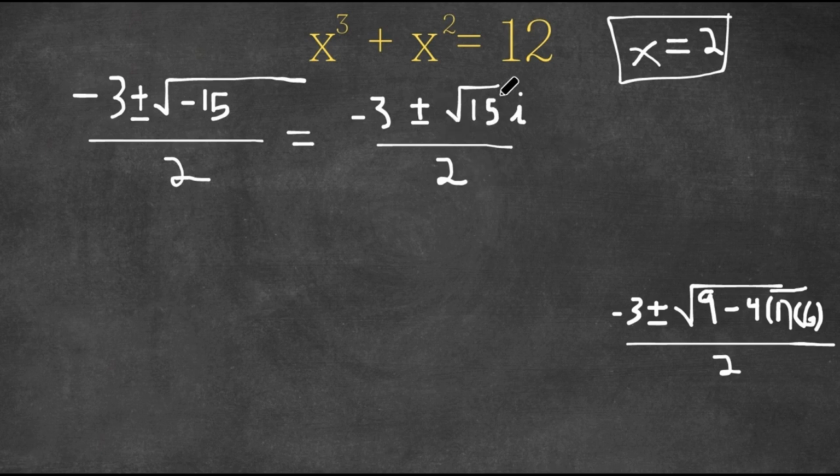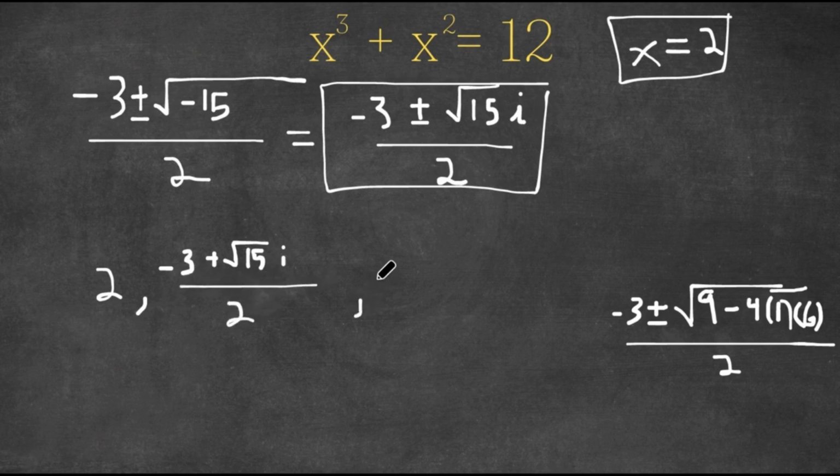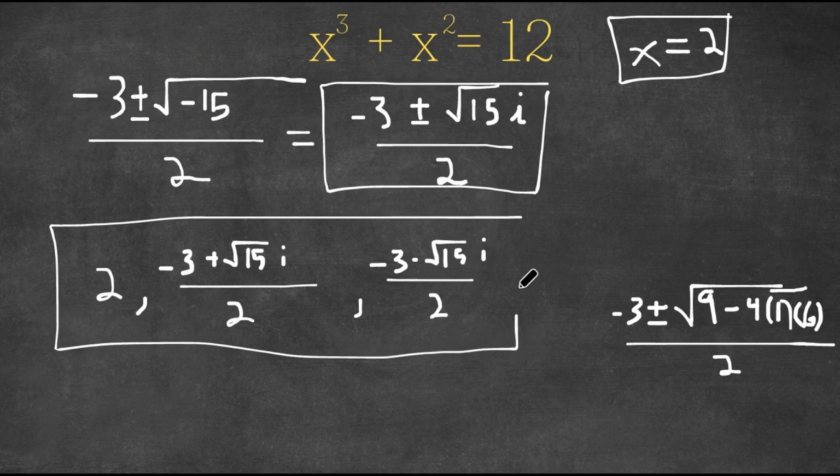So this is actually our second solution, actually second and third, because this is plus or minus. So our three solutions are 2, negative 3 plus the square root of 15 i over 2, and negative 3 minus the square root of 15 i over 2. So these are our three solutions.